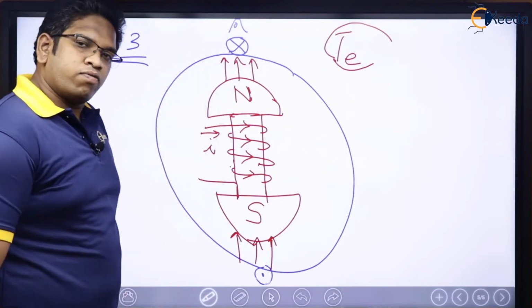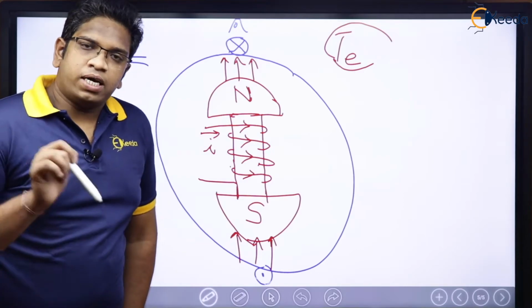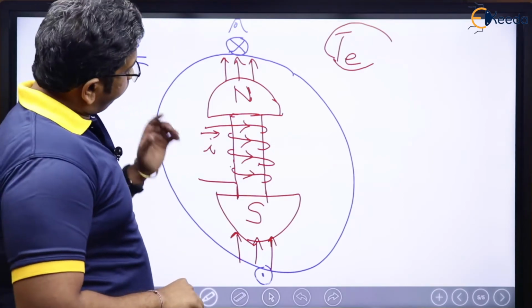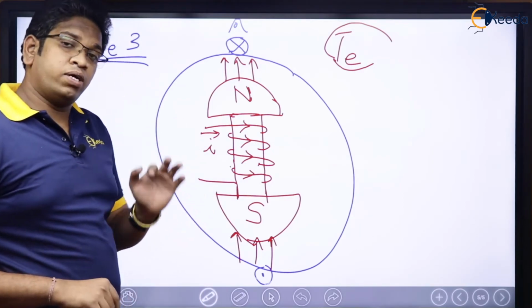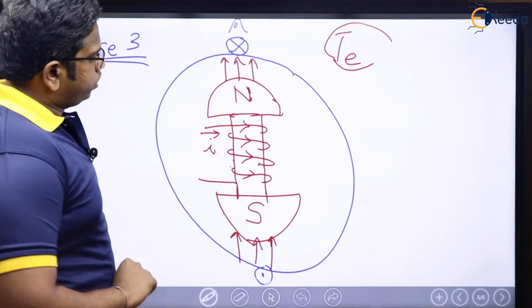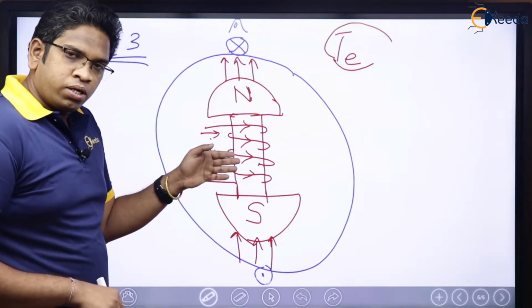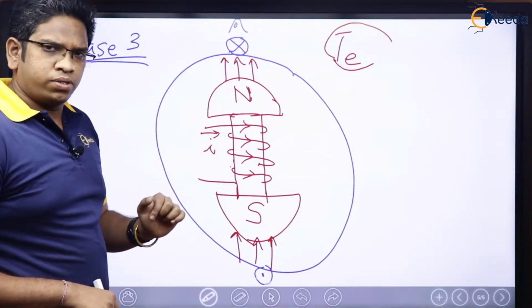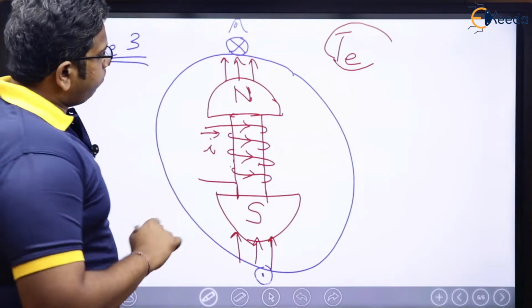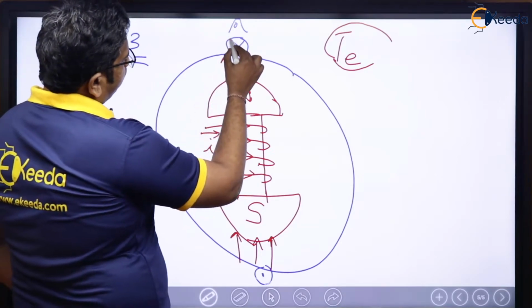What are we expected to find? We are expected to find the direction of torque developed. Now in which particular direction will the torque be developed? Let us see. You tell me, we already have the rotor poles. We don't have stator poles. Why we don't have? See, already currents are given.